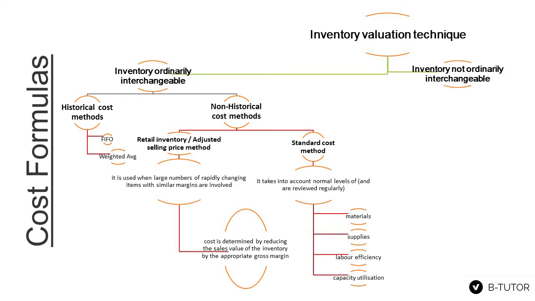Next, the other side. Inventory not ordinarily interchangeable, that is, for specific projects, specific identification method is used. Generally, this method is used in jewelry, tailor-made industries. Let's see an example on retail method and standard cost method.